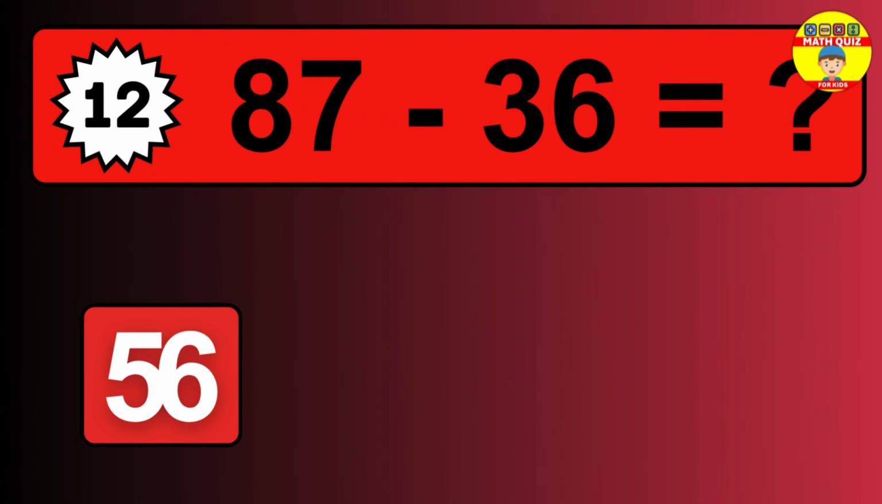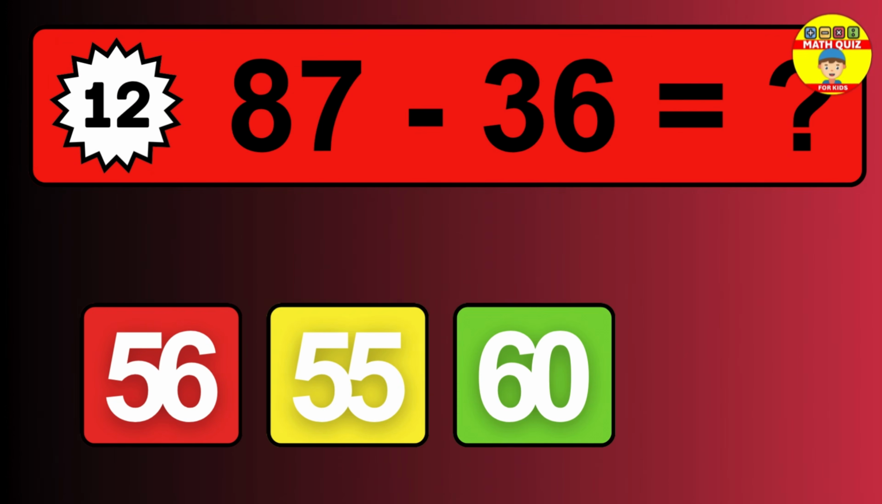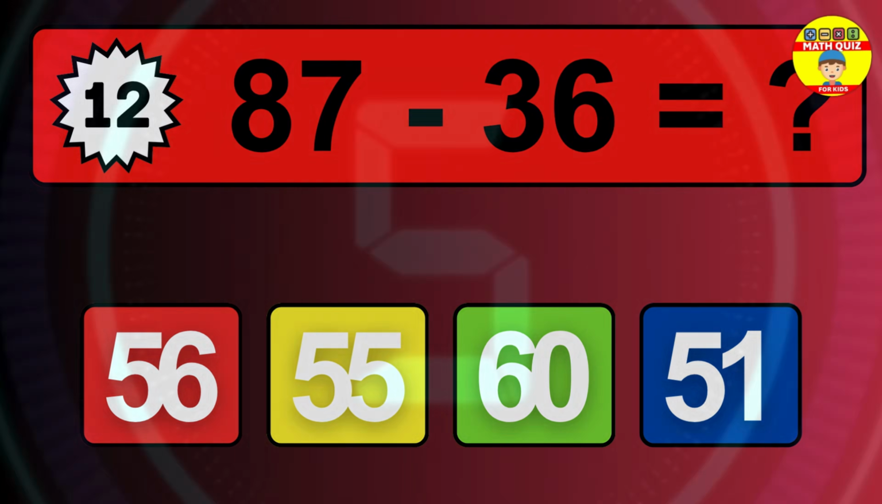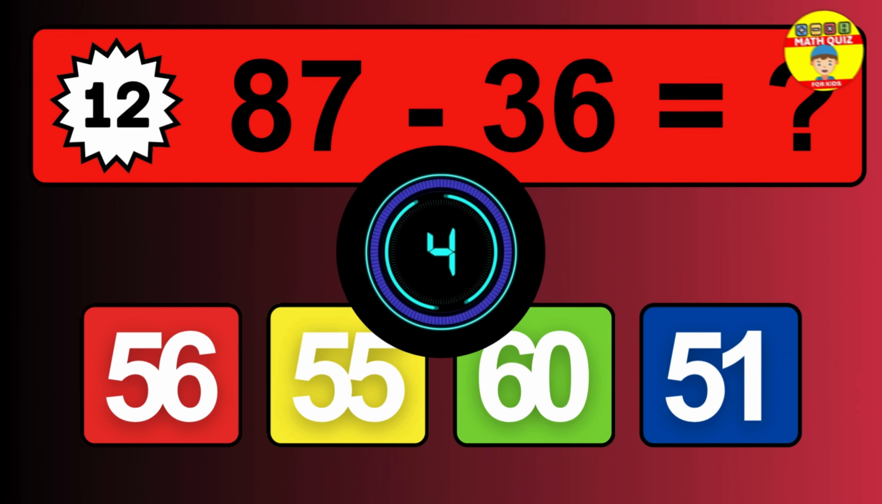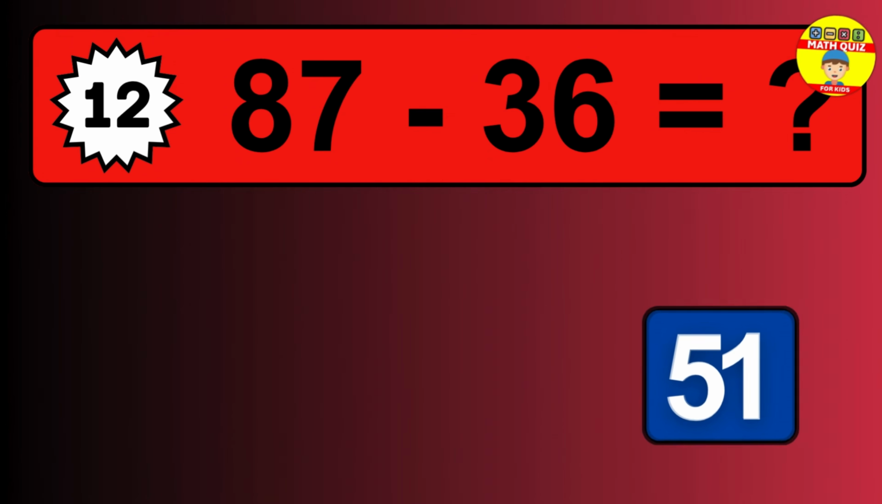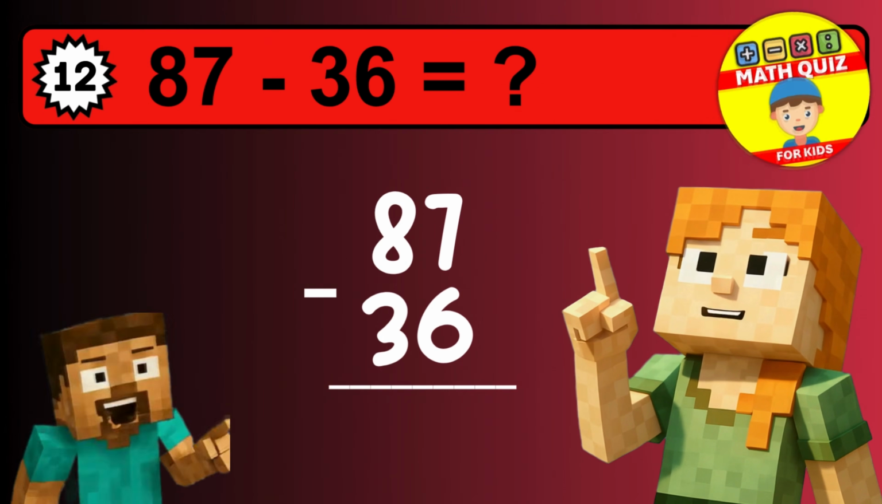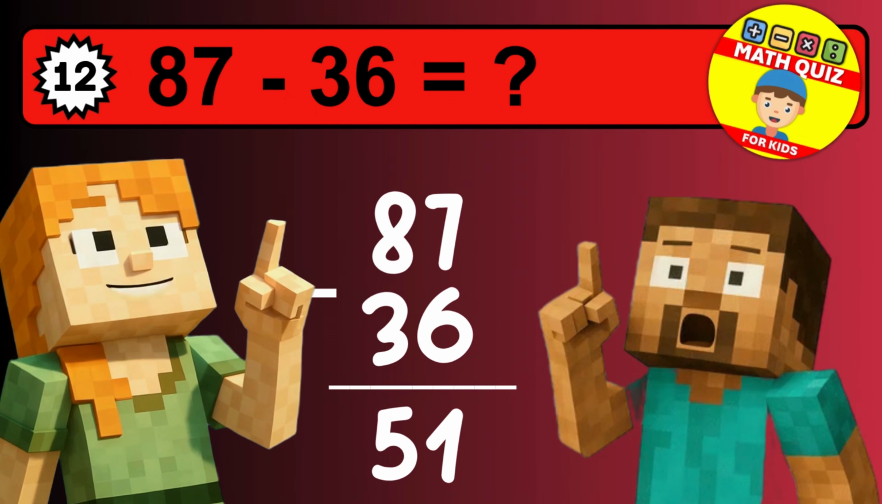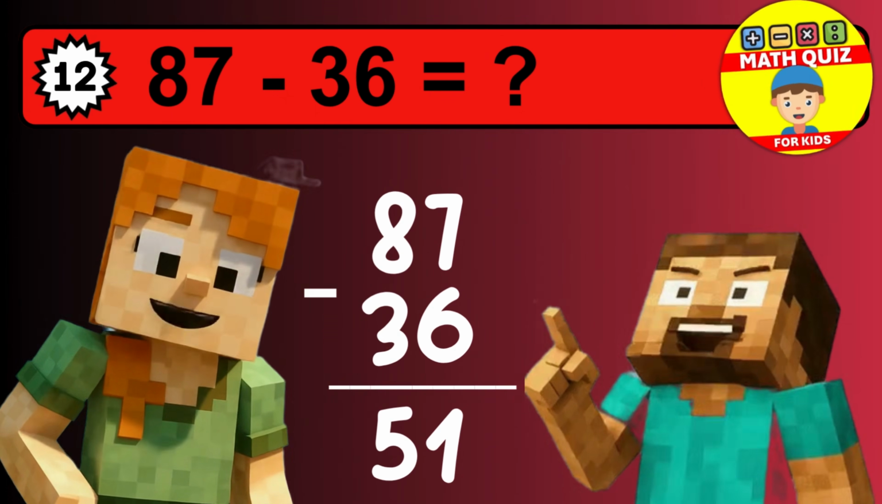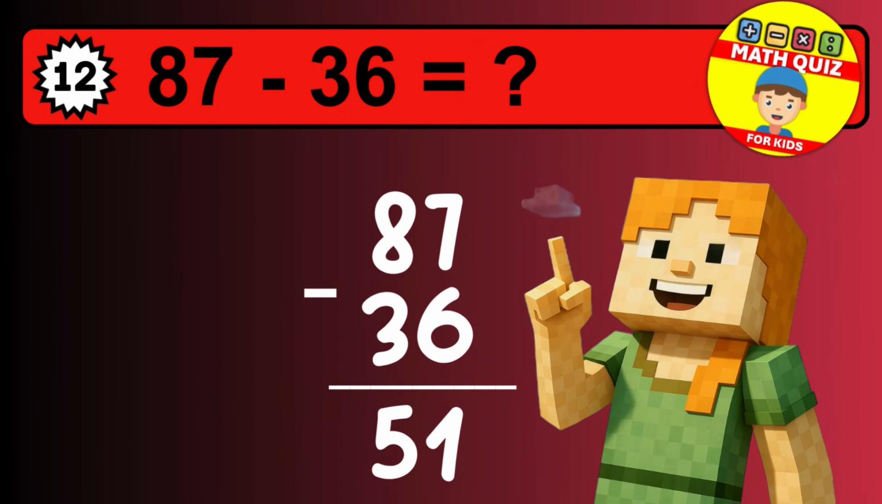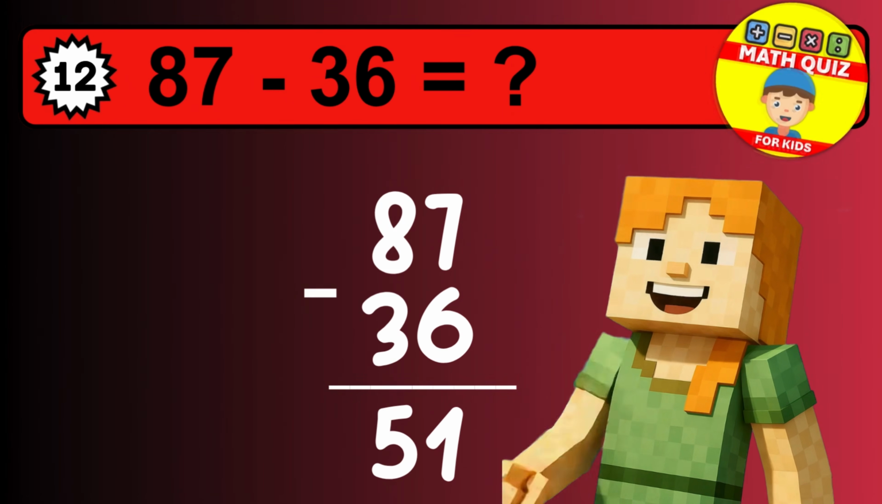What is 87 minus 36? Time to think. Let's solve this step by step. We start with the units. 7 minus 6 is 1. Then we go to the tens. 8 minus 3 is 5. The final answer is 51.